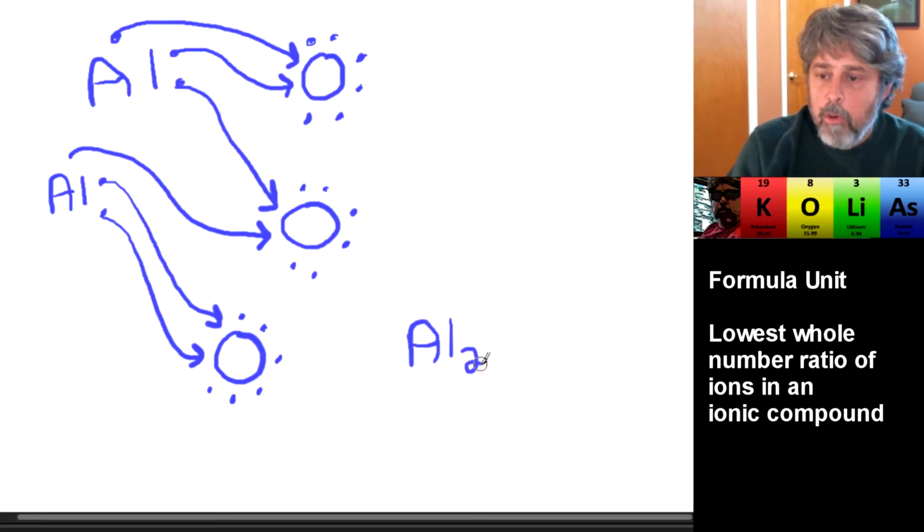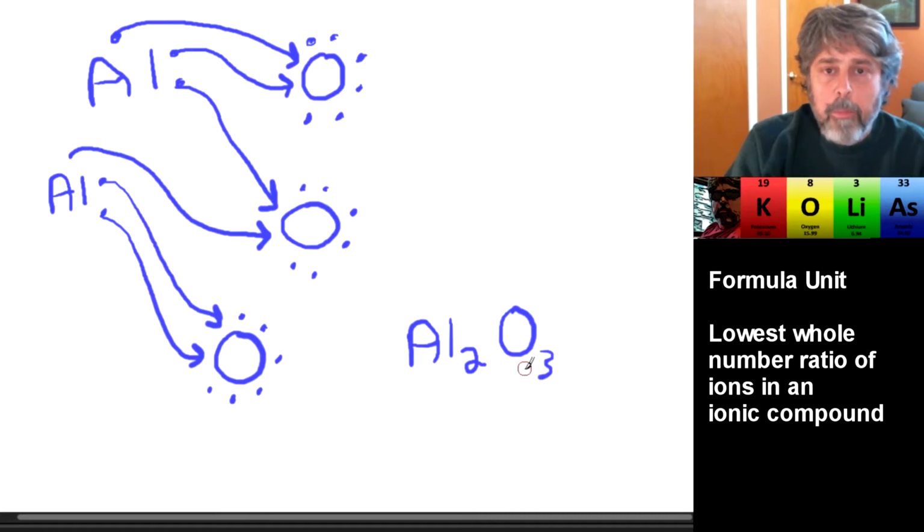Aluminum, there's 2 of them. Oxygen, 3. Again, this is a ratio. For every 2 aluminums, there are 3 oxygens that are going to hook up. Now remember, this is happening millions and millions of times inside your beaker. Very cool.